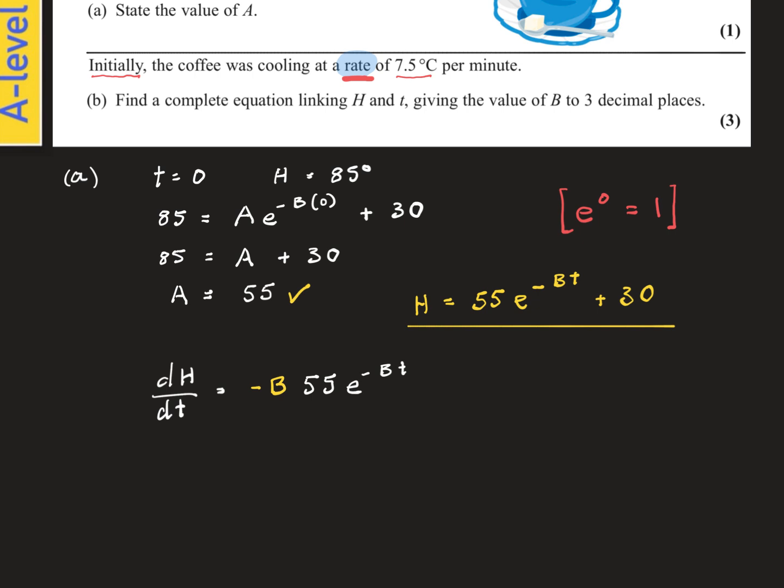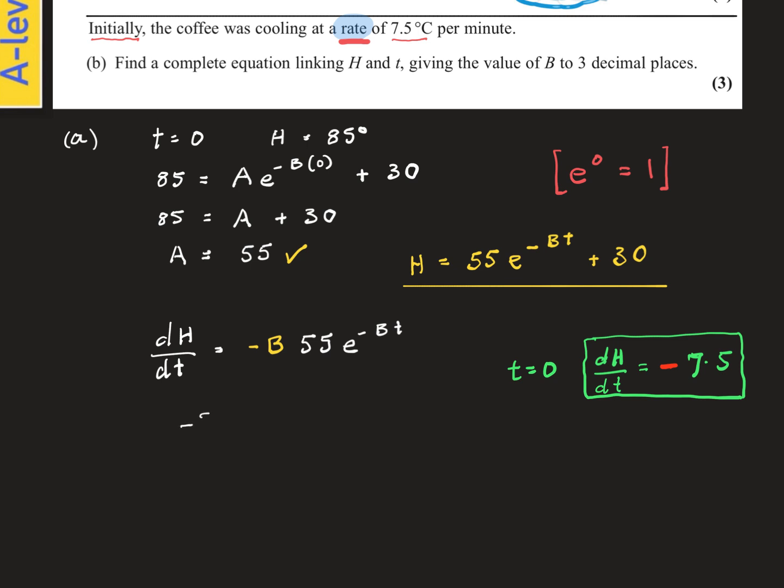That's it. All right, well, from above, we're told that initially, that's a time is equal to 0, dH on dt is equal to negative 7.5, and you want to know why negative? Because it is cooling. So the gradient is negative. And if we insert that into our equation, minus 7.5 is equal to minus B 55 e to the minus B, and the temperature is 0.